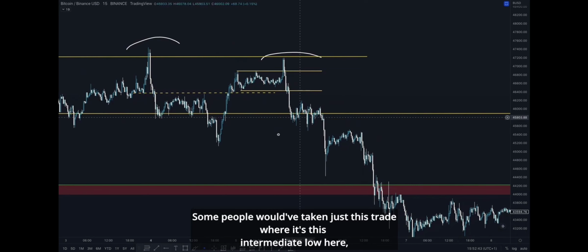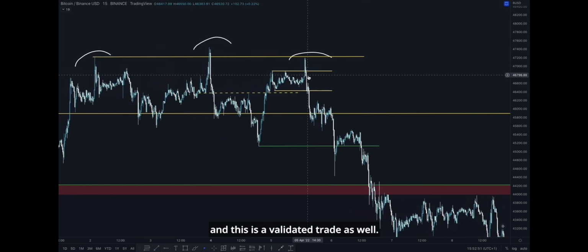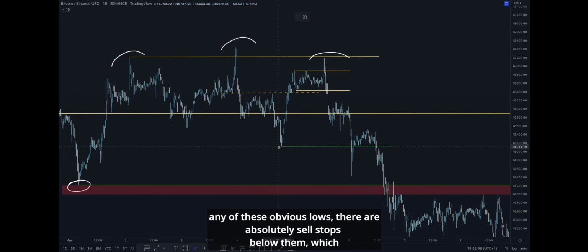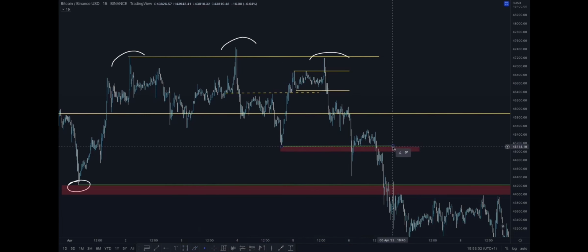Some people would have taken just this trade, where it's this intermediate low here, and this is a valid way to trade as well, would be to take this intermediate low, because people will have long that. Any of these obvious lows, there are absolutely sell stops below them, which is liquidity for you to take profit. That's the way you should be viewing it.